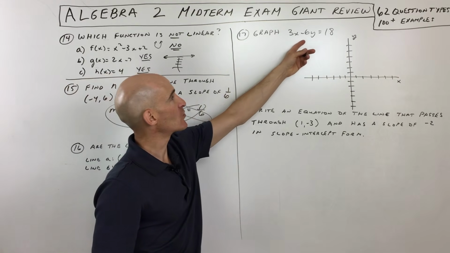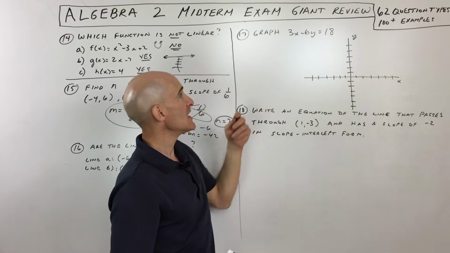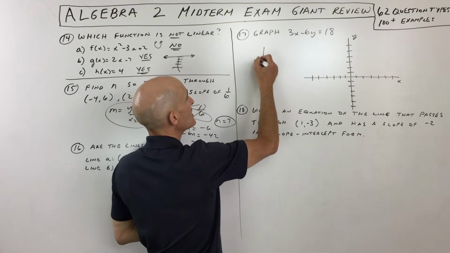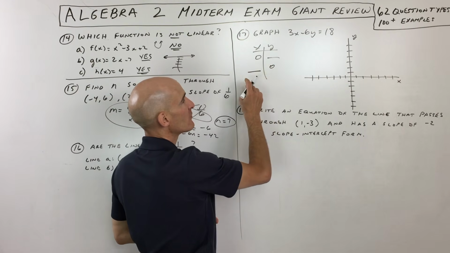Number 17 asks us to graph this line, and the easiest way to graph this line, in my opinion, when it's in this form, is to make a table, set x to 0 to find the y-intercept, set y to 0 to find the x-intercept.